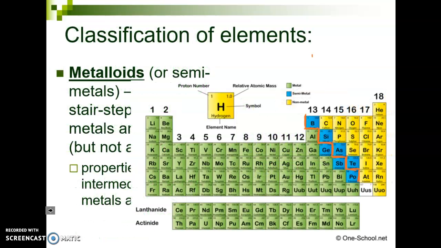And then we have metalloids, or what we call semimetals. They behave like metals and like nonmetals. They are in between. So I'd like you to note where the staircase is here, and you'll see that the metalloids follow this staircase. And there's one that actually doesn't really follow it, and that would be aluminum. It's on the staircase, but it's a true metal. And there's one more here, At, that's touching the staircase but doesn't actually behave like a metalloid.